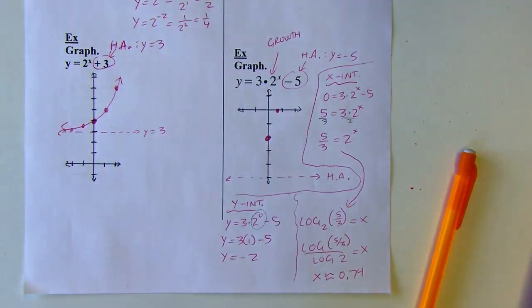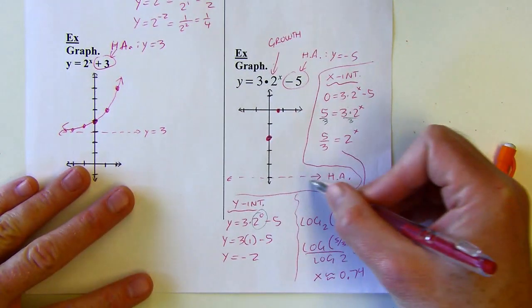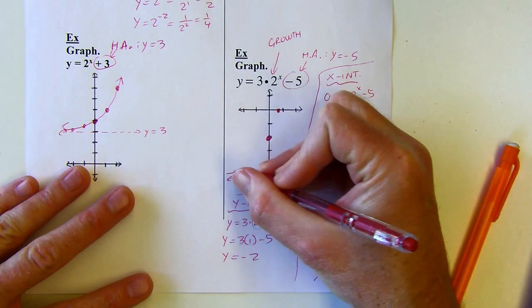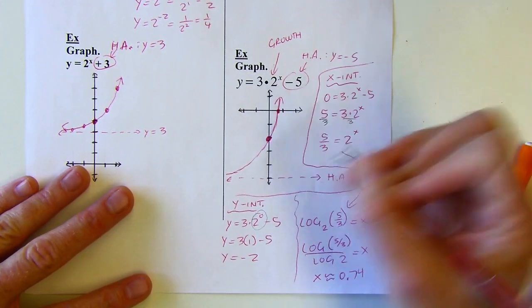Okay, and now I can graph this. This isn't going to be the best graph in the world, but I know it's going uphill, and I know it's going to approach this line. I'm just going to make a growth curve that fits with that asymptote and those 2 points that I found.